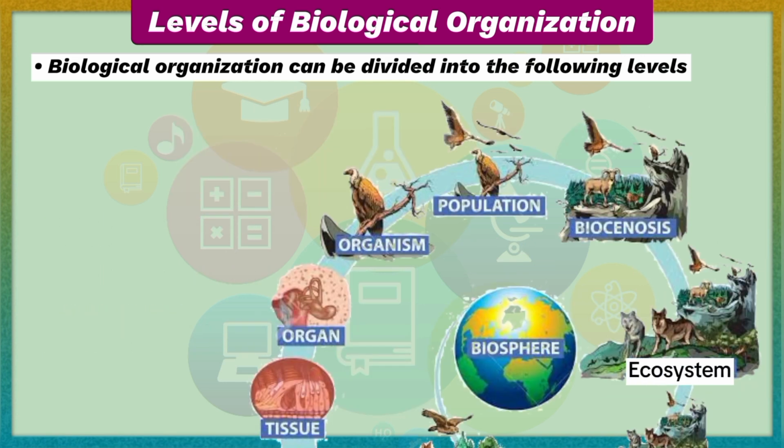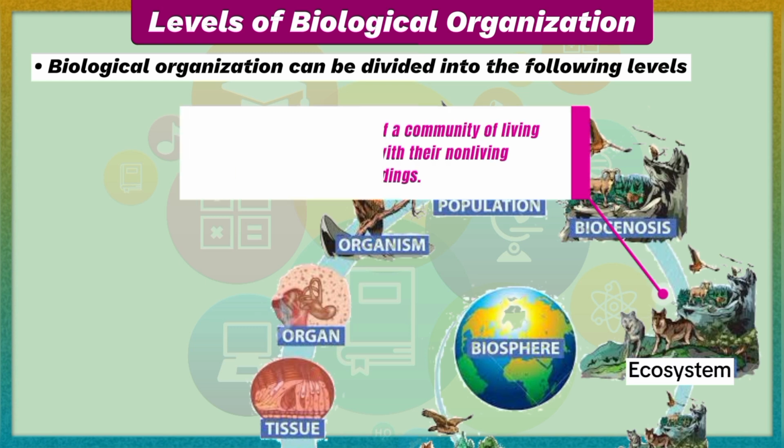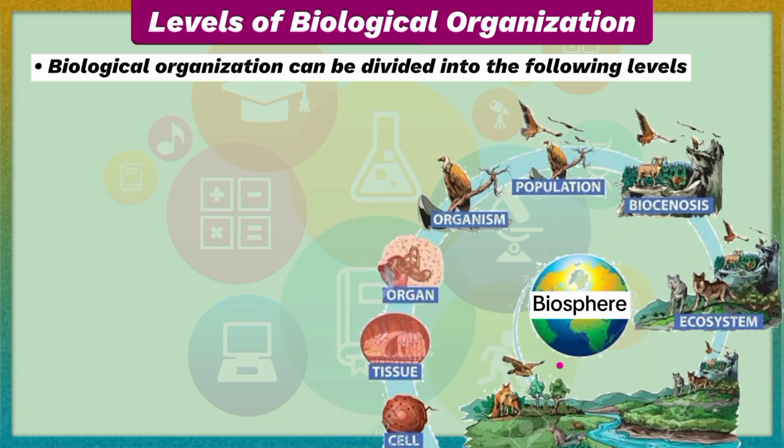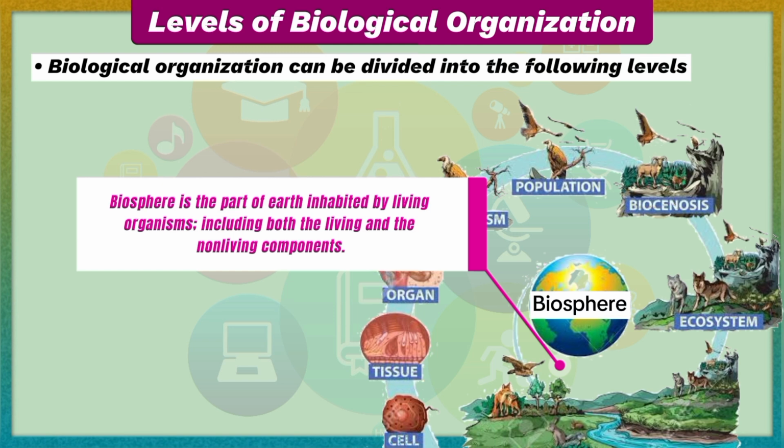In a simple community, any change can have drastic and long-lasting effects. Ecosystem. The ecosystem consists of a community of living organisms together with their non-living surroundings. Biosphere. Biosphere is the part of Earth inhabited by living organisms, including both the living and the non-living components.